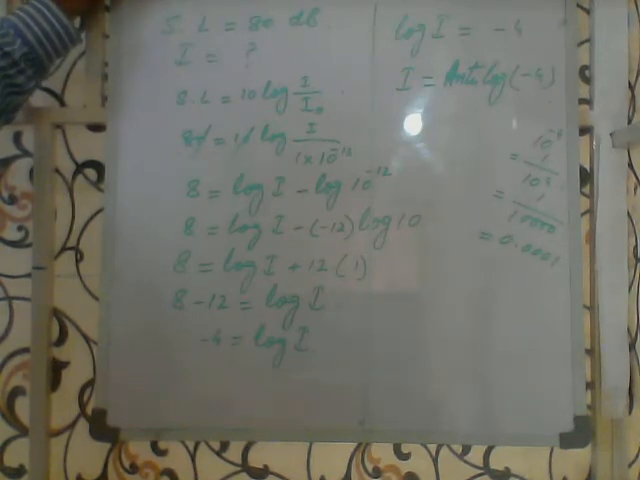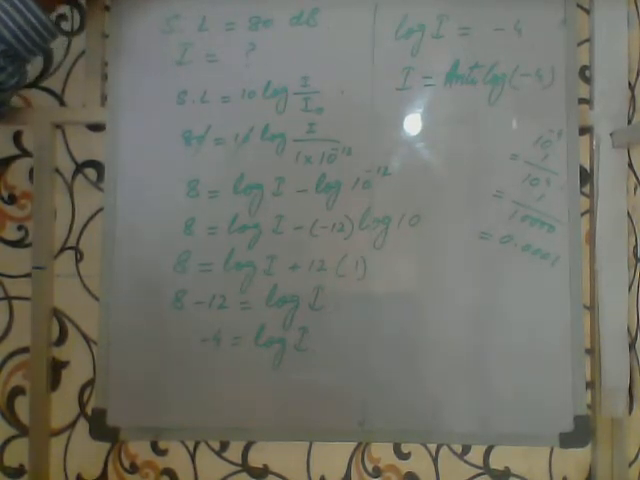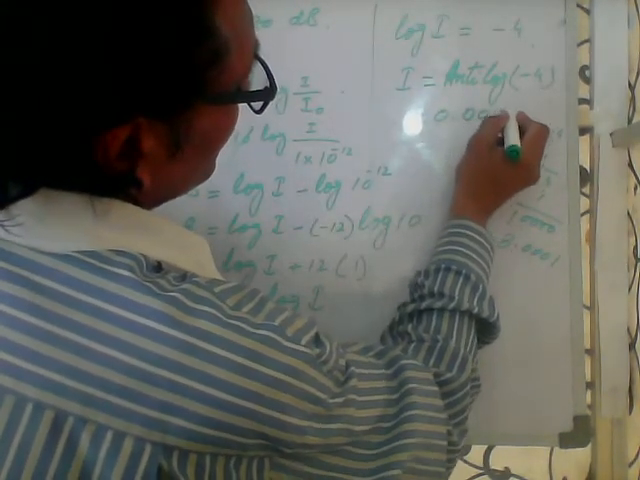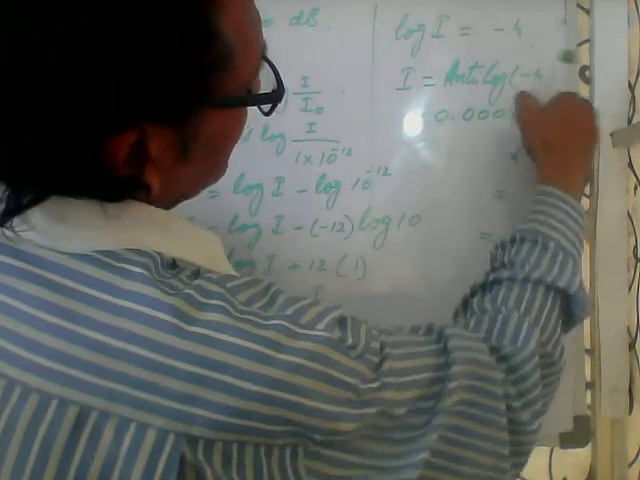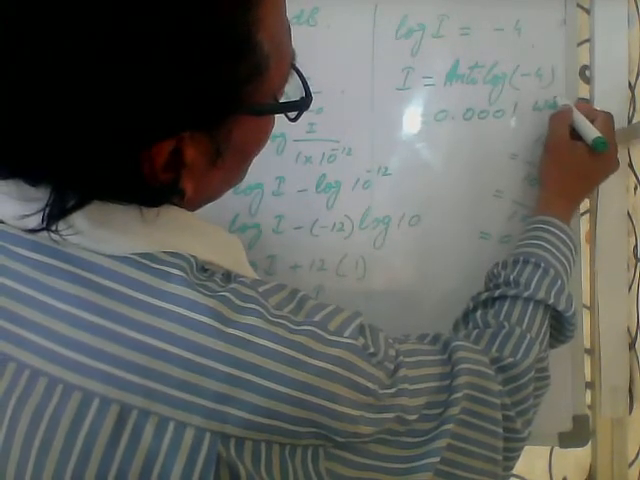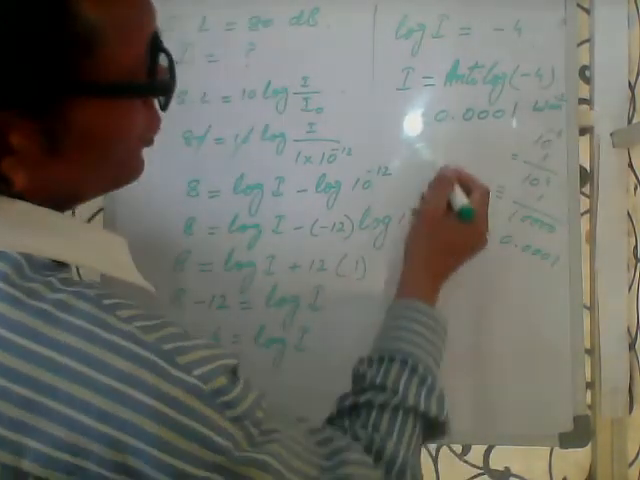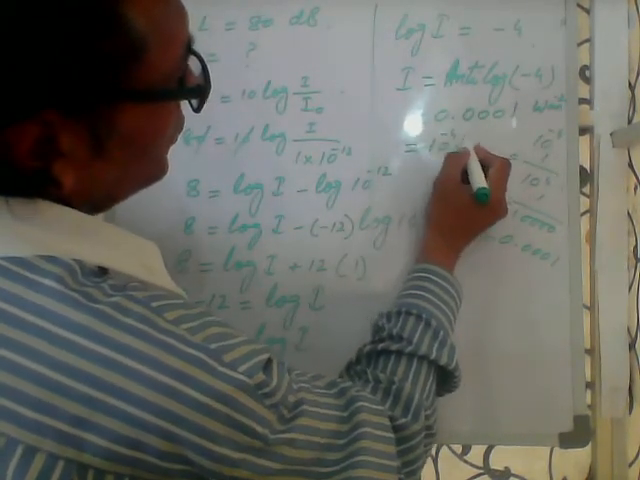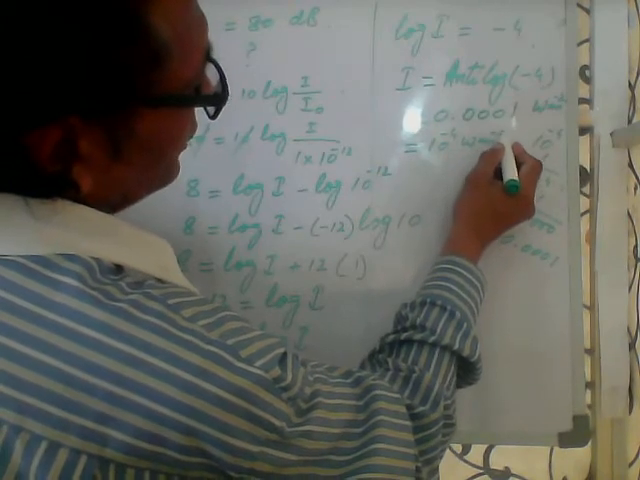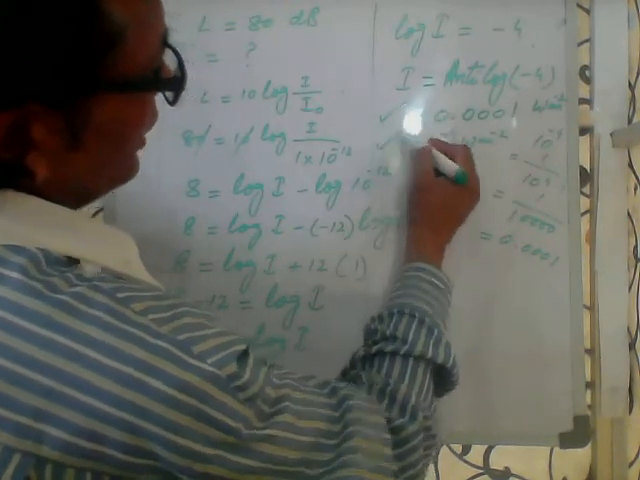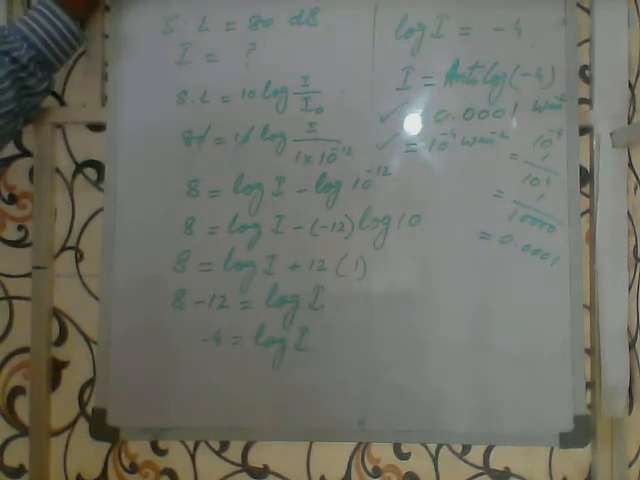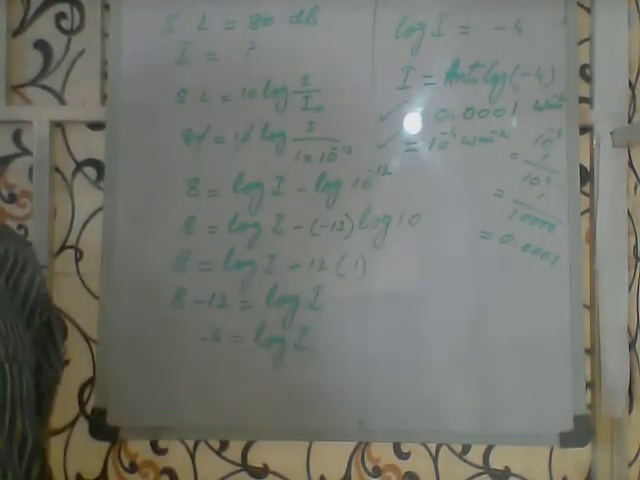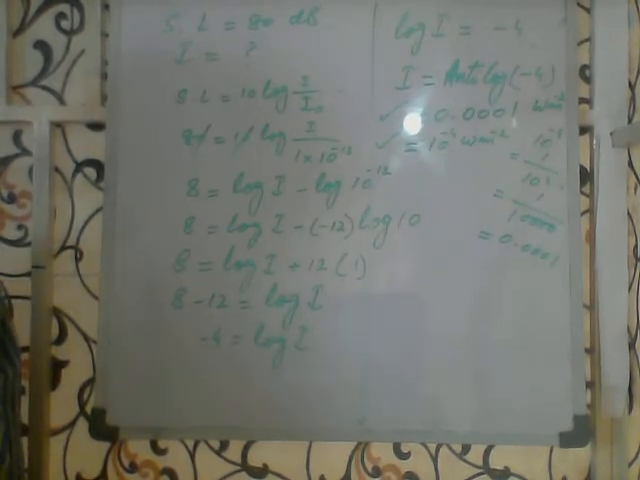So we have its answer as 0.0001 watt per meter square. You can leave it as it is, equal to 10 raised to power minus 4 watt per meter square. Both these are correct, but it's better if you compare it with your answers in the book.